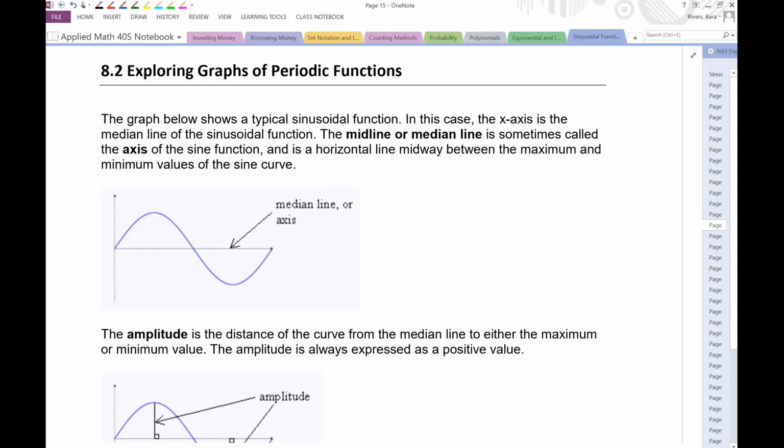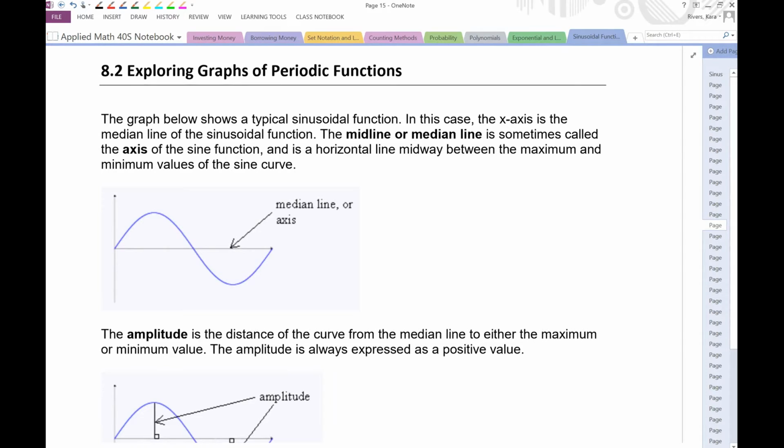In this lesson, we're going to explore graphs of periodic functions. The graph below shows a typical sinusoidal function. In this case, the x-axis is the median line of the sinusoidal function. The midline or median line is sometimes called the axis of the sine function and is a horizontal line midway between the maximum and minimum values of the sine curve.